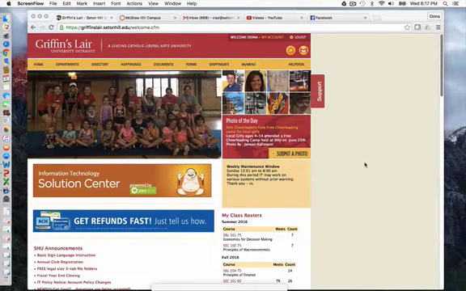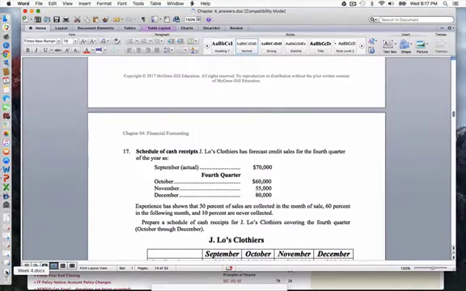Hi, now let's work on a few applications on cash budget. I looked through the next applications, and the first one coming here is on cash receipts. We have some data for sales through December. Those are the dollar sales.